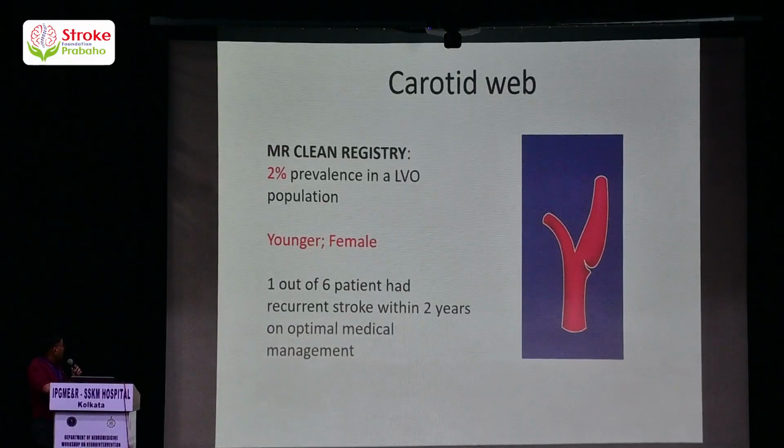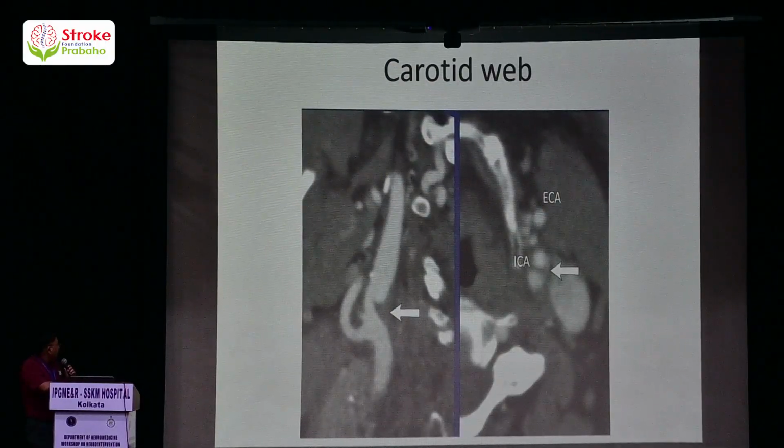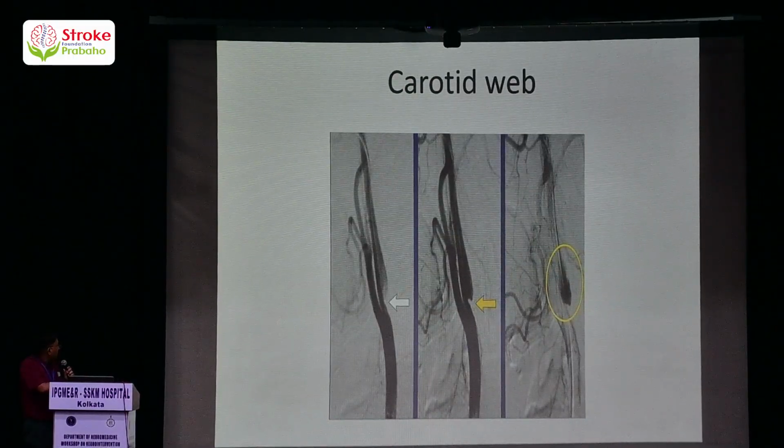One out of 6 patients have a recurrent stroke within 2 years on optimal medical management. So with the carotid web, the problem is that the patient may have, in spite of optimal medical treatment, a high rate of recurrent stroke. And you can diagnose this carotid web by the shelf-like projection. So these are the classical findings, on the posterior surface, a shelf-like projection. And when we see the delayed phase, there is a stagnation of the contrast here.